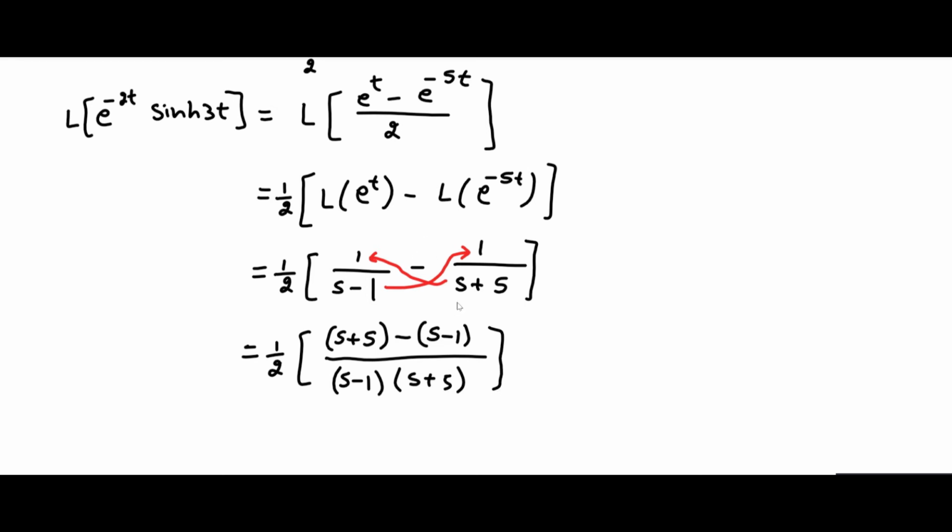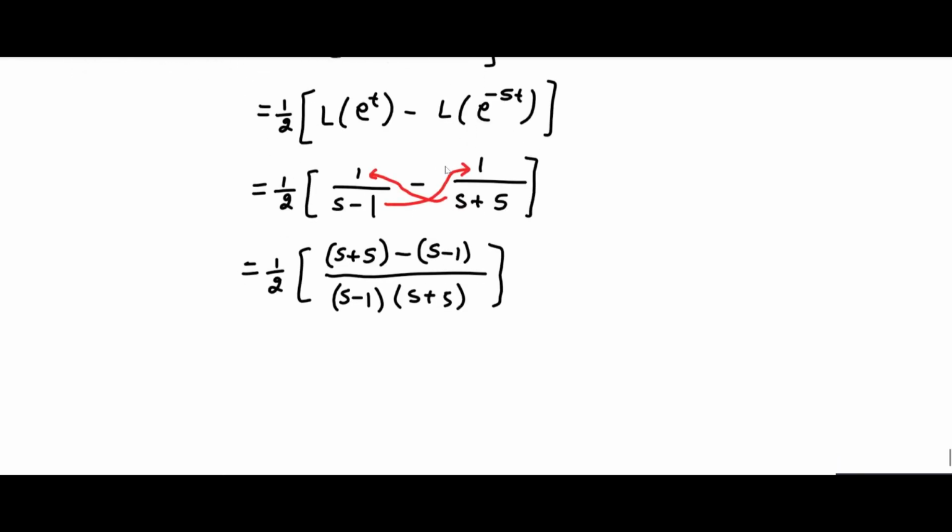So now if you further simplify this expression, the plus s and minus s will cancel out. You will be left with only 1 by 2 times of, this particular value 5 over here is plus 5, and here minus of minus is plus 1. So you will be getting 5 plus 1, which is 6, divided by s minus 1 into s plus 5.